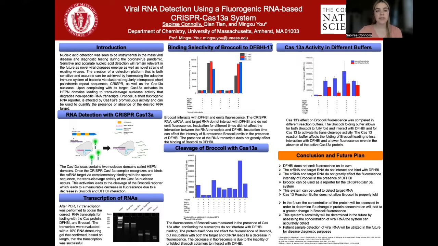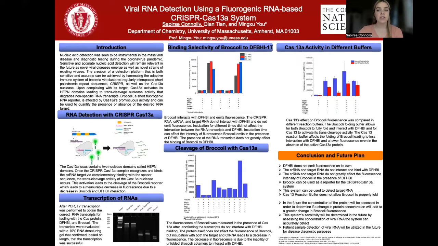Upon binding to DFHBI-1T, a folded broccoli emits green fluorescence. So, an initial experiment was performed to determine if the RNA transcripts would alter the binding selectivity of broccoli to DFHBI-1T. Each transcript was incubated with DFHBI for a total of 90 minutes at room temperature. The fluorescence was recorded at 503 nanometers after every 30 minutes.